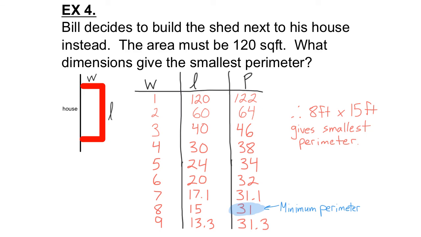So the takeaway message from this example is if you're dealing with a situation where you're only covering 3 sides of the rectangle, you're not going to get a square. You have to do a little investigation like I did here to find what the dimensions would be. You can't say it's a square in this case.